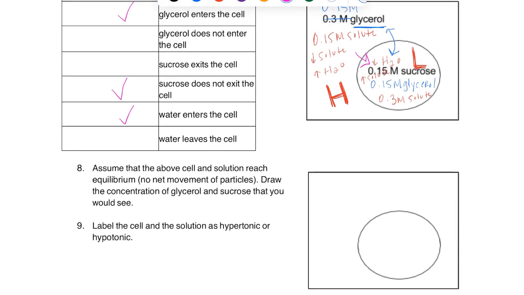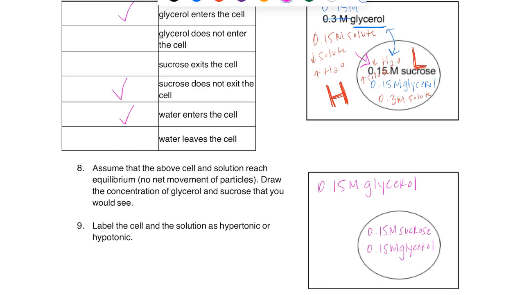Okay, so question number 8 says, assume that the above cell and solution reach equilibrium. Draw the concentration of glycerol and sucrose that we would see. So I kind of drew that up top, but let's just clean it up. Outside the cell, we have the 0.15 molar glycerol. Inside the cell, we have 0.15 sucrose, because remember that couldn't move. And then we have the 0.15 molar glycerol that did enter the cell.